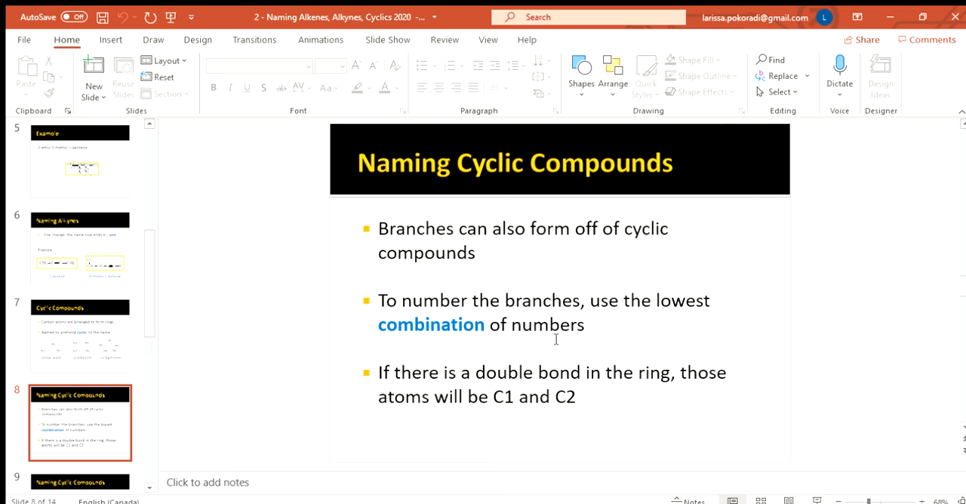And if we have a double bond in the ring, just like when we wanted to make it the lowest number when we were looking at chains, we will automatically just make those the lowest numbers we possibly can. So if we have one double bond, we'd make it carbons 1 and 2.